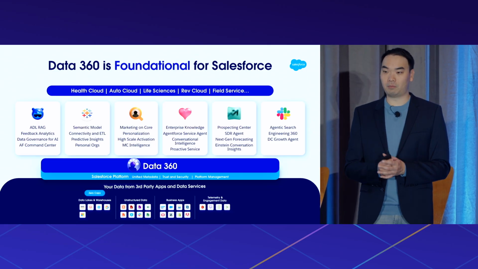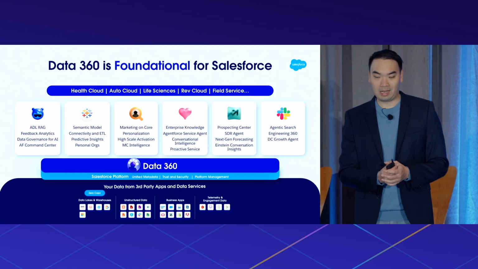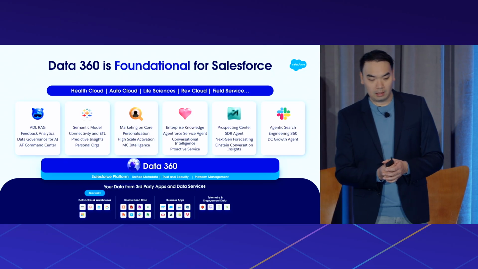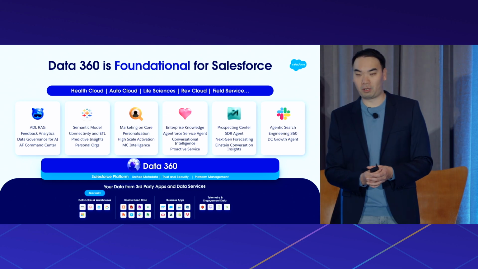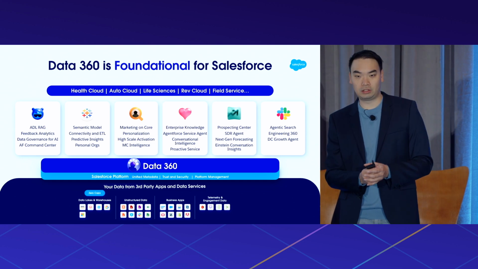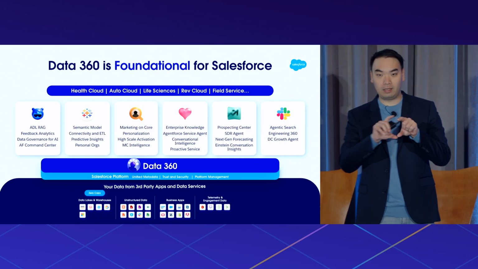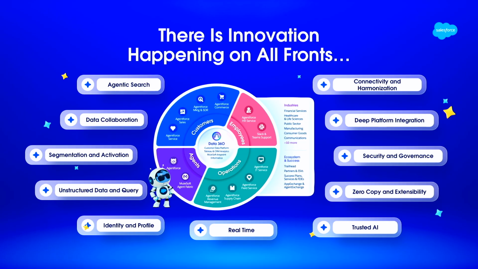Of course, we still have marketing at core as well, where we're supporting the engagement for you with your customer and your end users. There's also service use cases with enterprise knowledge, sales use cases with Prospecting Center, and of course, the agentic search, also known as the Slack bot that people like. The key thing here is that Data 360 is the platform that's powering it, and that means we've been investing vastly into this whole product area. It's not just a single application now, it's really the platform layer.